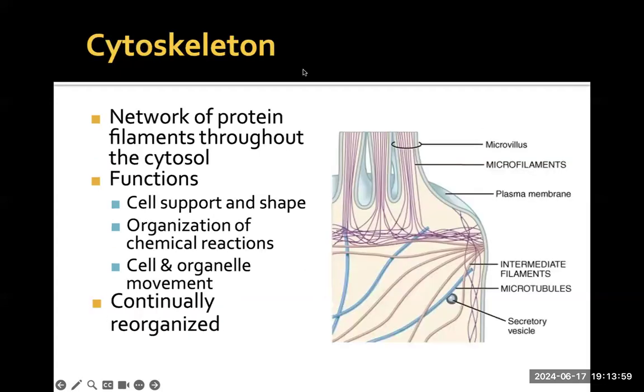The cytoskeleton of the cell is going to be a network of protein filaments. It again is going to help support and shape the cell. And if you guys remember back to the beginning, cellular structure is going to contribute drastically to cellular function. So you really, really want the cell to maintain its regular shape, which is done by the cytoskeleton.